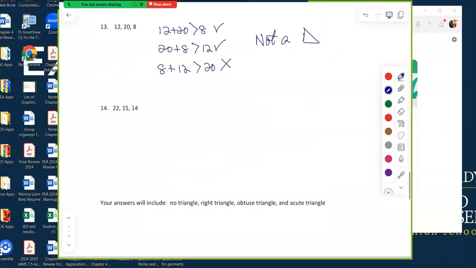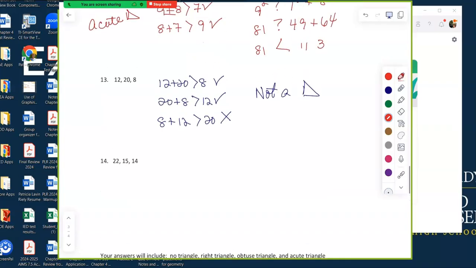Okay, last one of these. We want to say, can this be a triangle? So take 22 plus 15. Is that greater than 14? Yes, it is. Then take 15 plus 14, which is 29. Is that greater than 22? Yes, it is. Then take 14 plus 22. Is that greater than 15? And that's also true. I know this is a triangle, so now I need to figure out what kind of triangle it is.